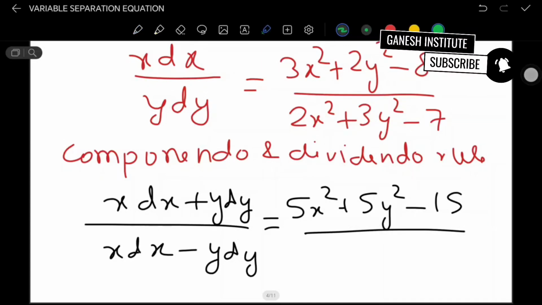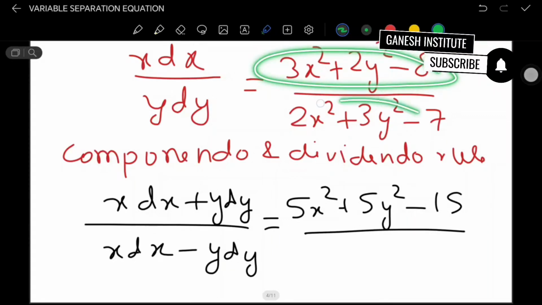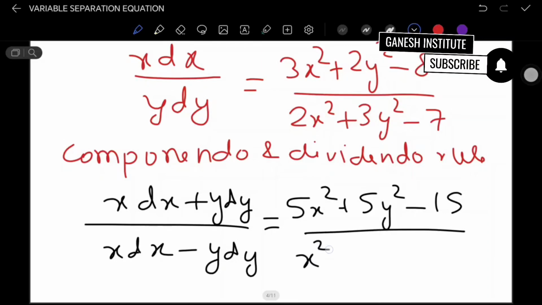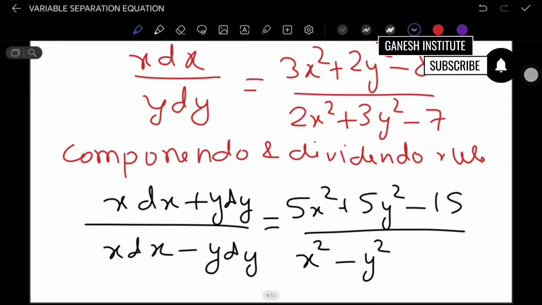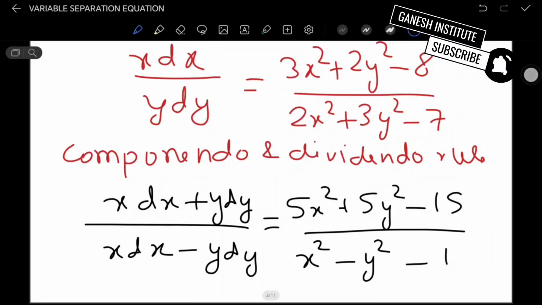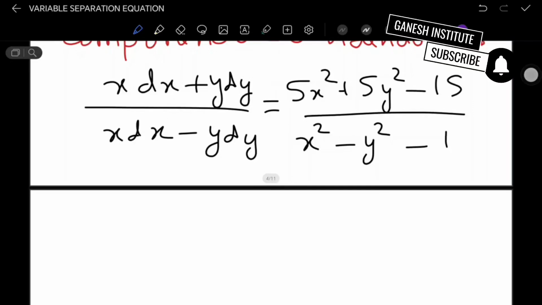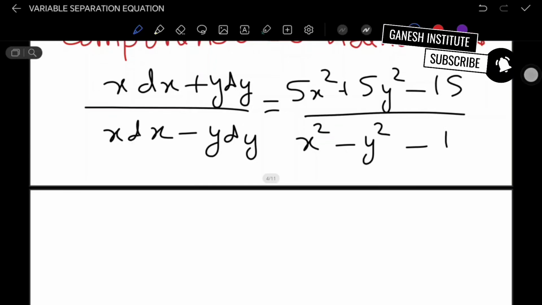Then componendo and dividendo we are applying, so numerator minus denominator. So that means this minus this. So 3 minus 2 is 1x square, 2 minus 3 is minus y square, minus 8 plus 7 is minus 1. Right? Still variables are not separated. Okay, in that case, let's do it in that form.